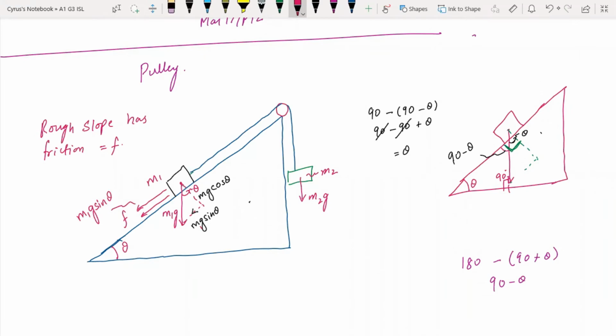ठीक है? अच्छा, अब एक और बात, यहां पे इस स्ट्रिंग के अंदर कुछ टेंशन है। टेंशन जो होती है, इट इज ऑलवेज अवे फ्रॉम द ऑब्जेक्ट एंड अलोंग द कॉर्ड, अलोंग द स्ट्रिंग, अलोंग द रोप। दिस इज द टेंशन इन द स्ट्रिंग। इट्स ऑलवेज अवे फ्रॉम द ऑब्जेक्ट। अच्छा, ये एक स्मूथ पुली है। स्मूथ पुली में कोई फ्रिक्शन नहीं होगी। आपके सिलेबस में स्मूथ पुलीज ही हैं, ठीक है?